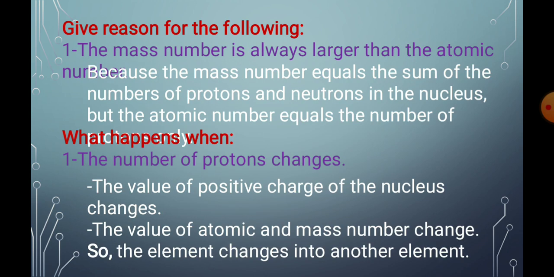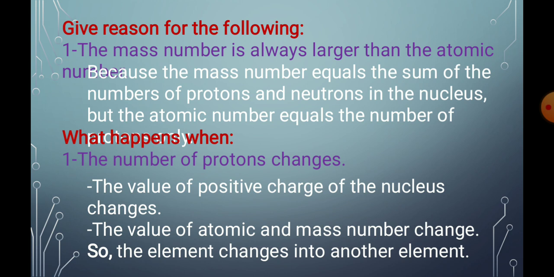And now it's time for give reason. Give reason for the following. Number 1, the mass number is always larger than the atomic number, because the mass number equals the sum of the numbers of protons and neutrons in the nucleus, but the atomic number equals the number of protons only.